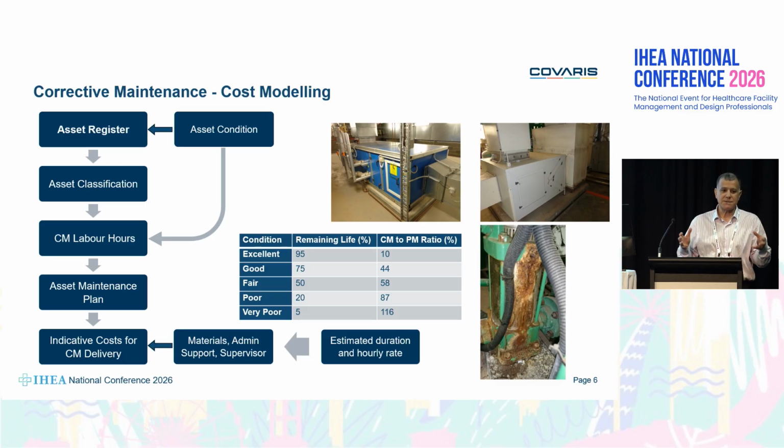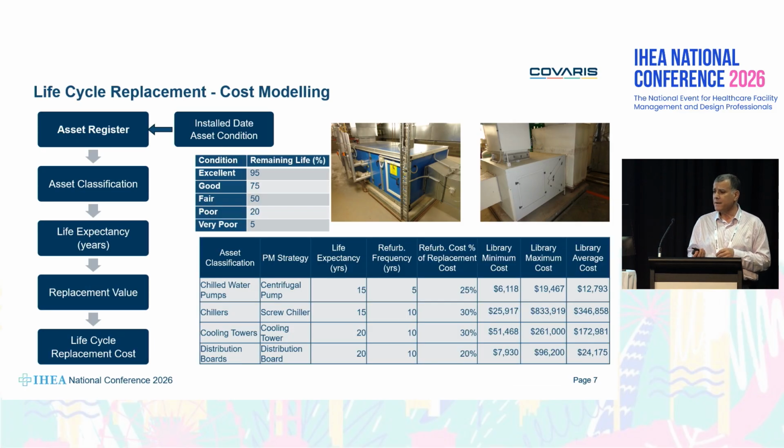Obviously, it's a statistical model. Not every pump is going to fail, or every air handling unit, but you might spend $10,000 on one air handling unit, while the other one doesn't fail the whole year. So that's the second component.